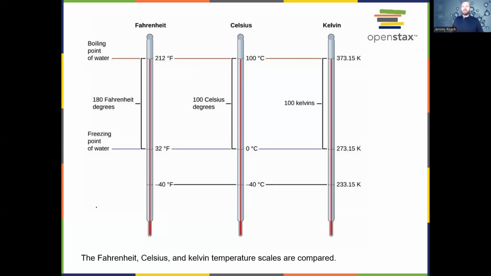And this is kind of a neat way to see these reference points on a thermometer. Water boils at 212 degrees Fahrenheit, 100 degrees Celsius, and 373.15 Kelvin. So these are all the same values. It freezes at 32 Fahrenheit, 0 degrees Celsius, and 273 Kelvin. And then negative 40 degrees Fahrenheit just so happens to be negative 40 degrees Celsius. And then we just subtract 40 from our 273 Kelvin to get 233 Kelvin.